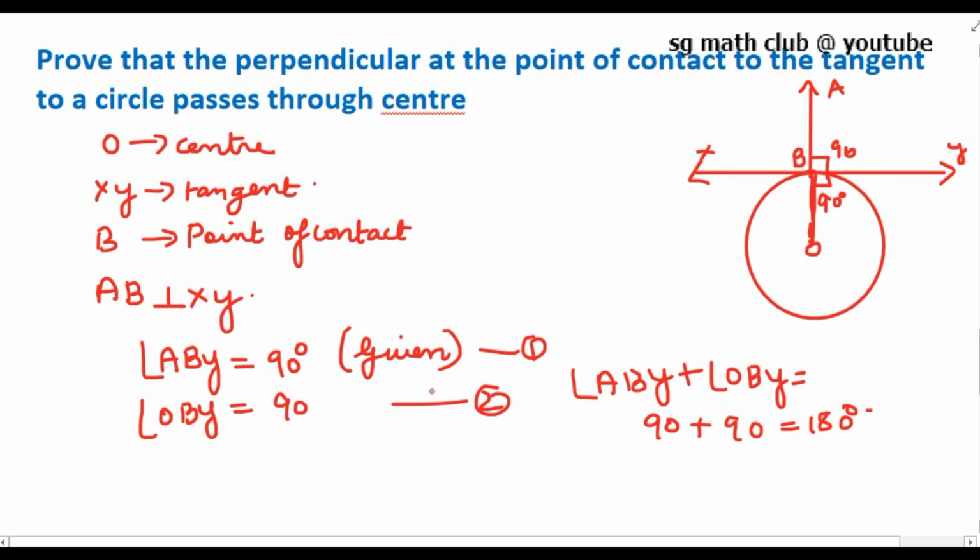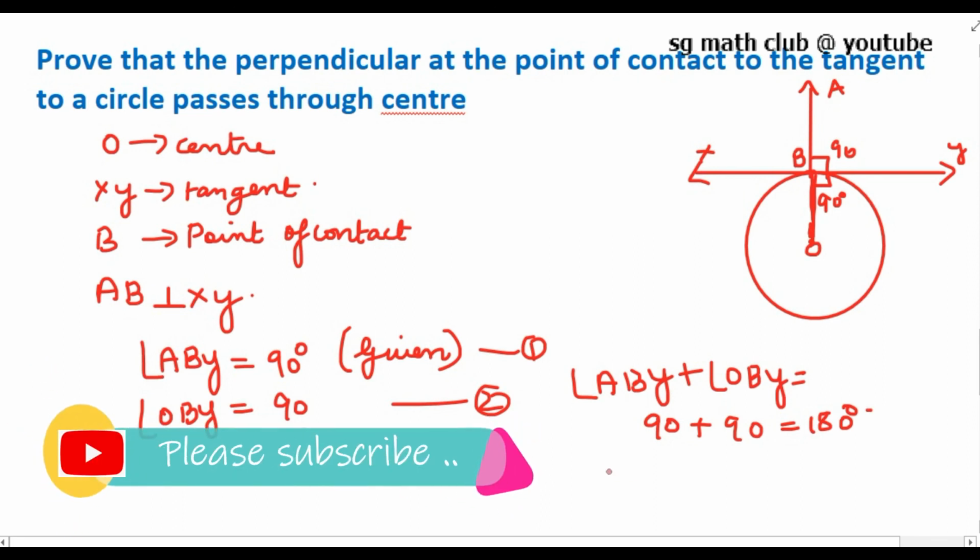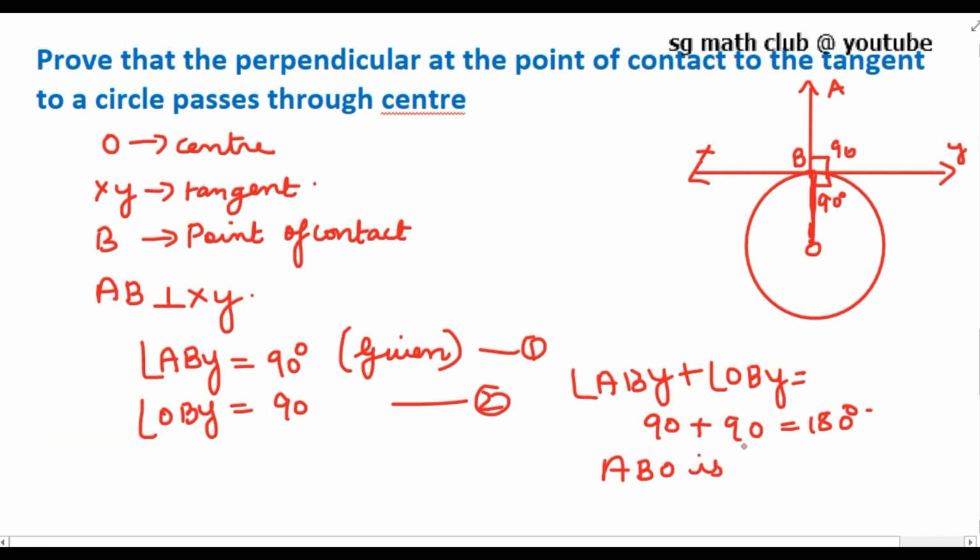From this I can say that ABO is a straight line, that is, the points are collinear. So I can say that AB passes through the center of the circle. The line segment AB passes through the center of the circle.